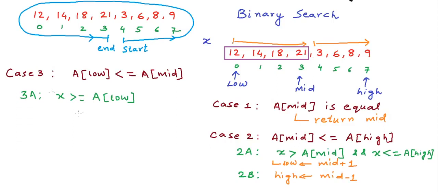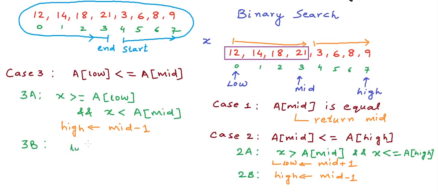Here, if x is greater than or equal to a low and x is less than a mid, x cannot be equal to the mid element because then we would not reach case 3, then x is probable to lie in the left half. So in this condition we will adjust high to mid minus 1, else we will search in the unsorted half by adjusting low to mid plus 1. So this is our divide and conquer strategy for binary search. Let us now write code for this and see if it works.